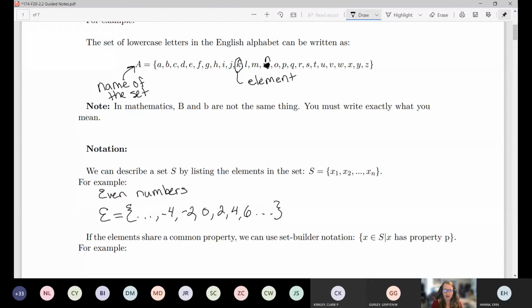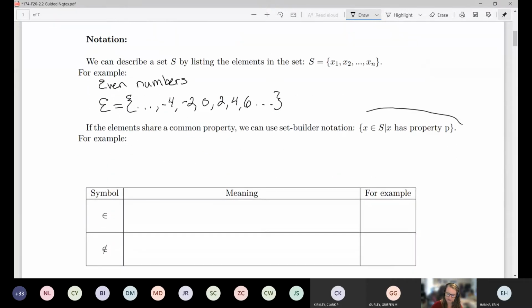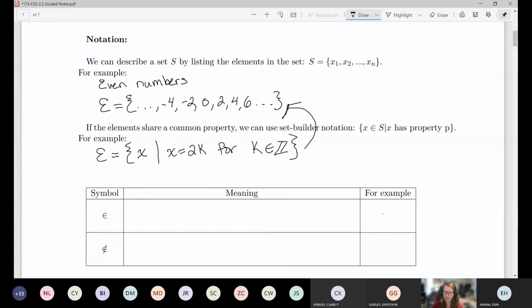But in some cases, sets might have a common property, like all of them are even. So we can use something called set builder notation, which looks like this. If I wanted to do the set for all even numbers, I could say that all of the even numbers are going to look like x, such that x equals 2k, for k being an integer. And I'm going to explain some of these symbols in a second. This is another way that I could write the exact same set, but I'm listing it in terms of a property of all of the elements instead of actually listing out all of the elements.